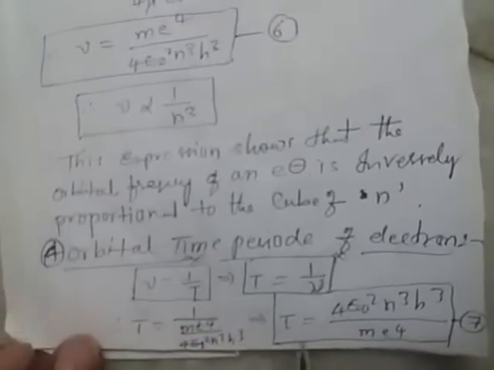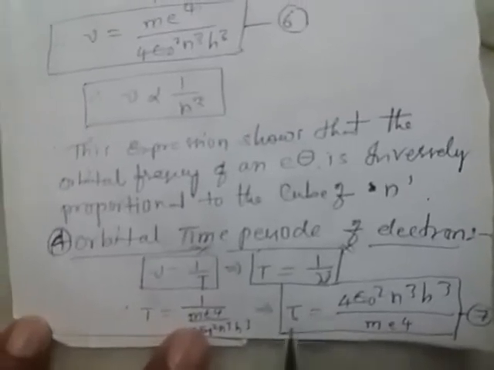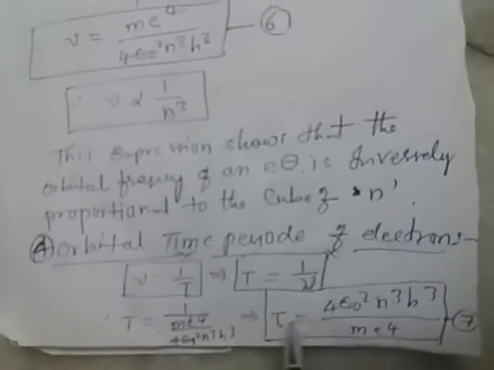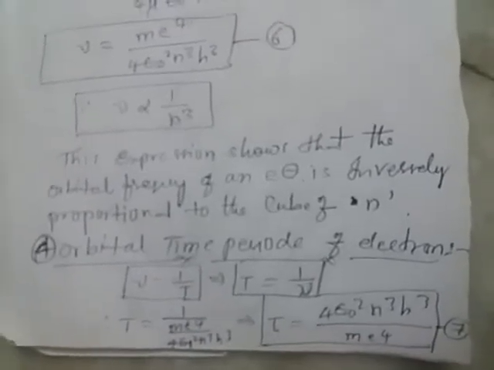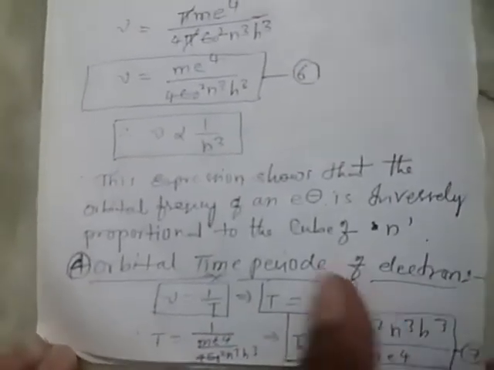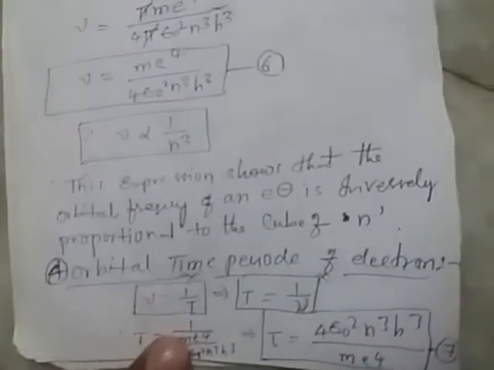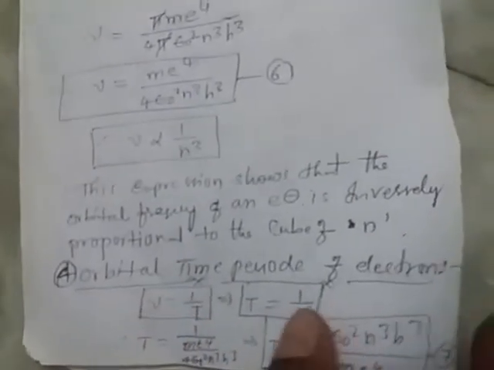The orbital time period of an electron is directly proportional to n cube, but the frequency is inversely proportional to n cube. So this is the main concept between the frequency and time period of an orbit of an electron.